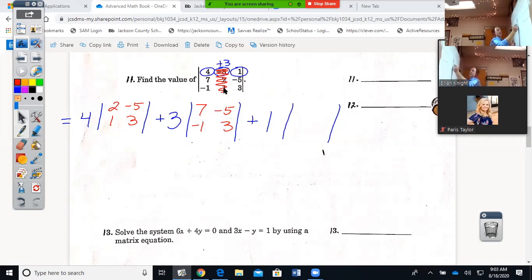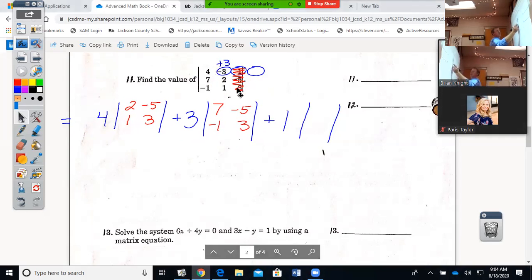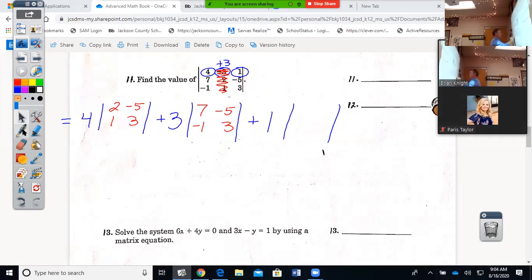And then I'm going to do the same thing for the third column. And what's left? 7, 2, -1, -1. Seven, 2, -1, 1. And now we work it just like we do a 2x2, which the 2x2s are easy.